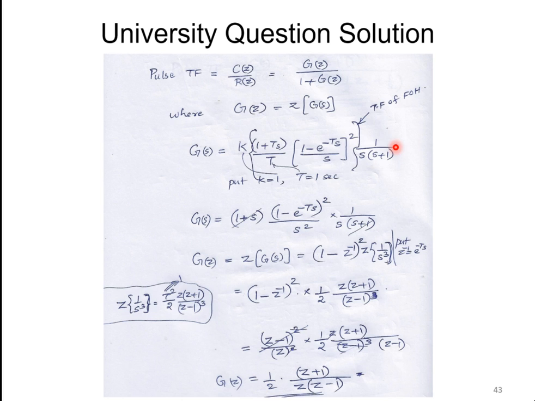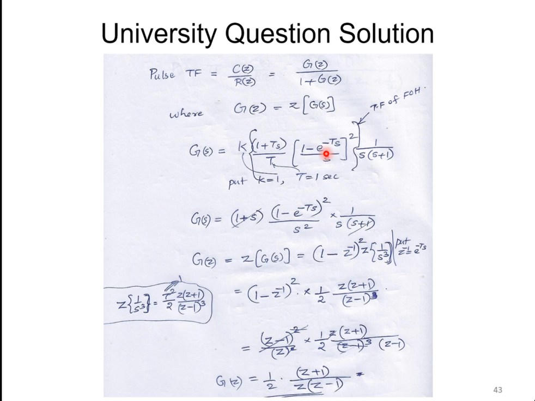So here what you can do is put K equal to 1. Okay, so G of S is equal to, and T is also given as 1. So 1 plus Ts, that is 1 plus s, into 1 minus e to the power minus s, the whole square, divided by s square, into 1 over s into s plus 1. So what happens here? There is an s plus 1 here and a 1 plus s there, these two get cancelled, and you will have the result as G of S as 1 minus e to the power minus Ts the whole square by s square into 1 by s, that s plus 1 has gone.